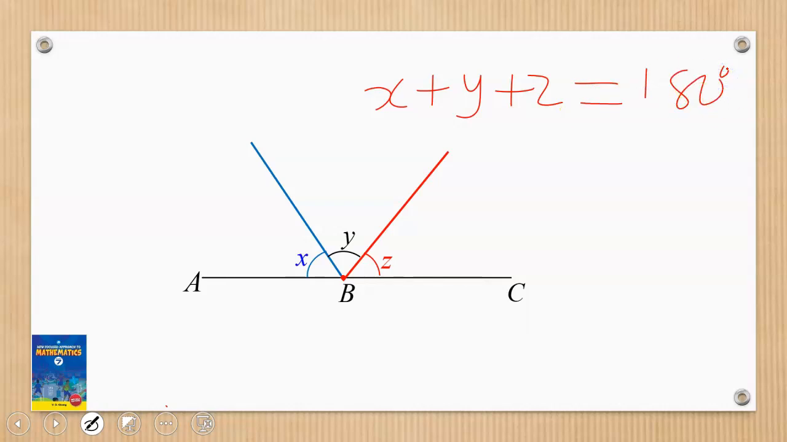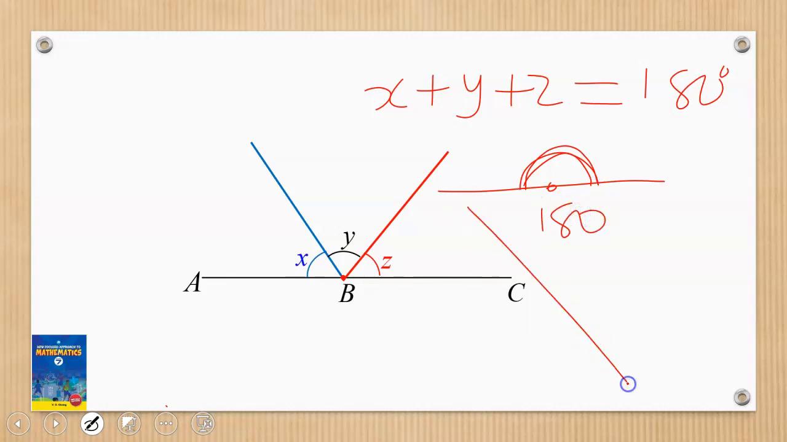The reason being that we learned from our previous lesson that when we have two lines and they meet and form a straight line, then the angle between them is 180. And so every angle that meets on the straight line must always add up to 180. So if this angle is A, this is B, we can say A plus B is equal to 180.